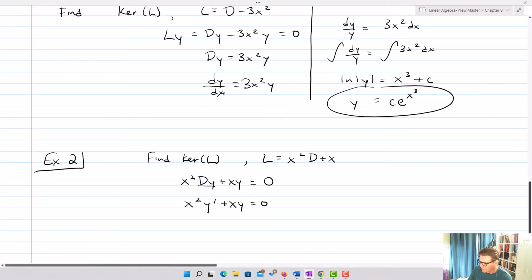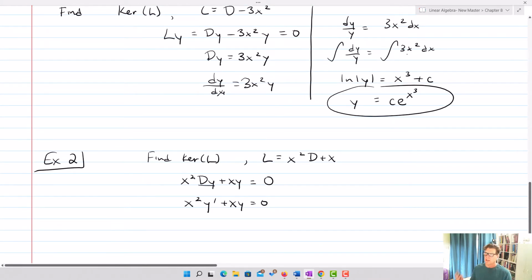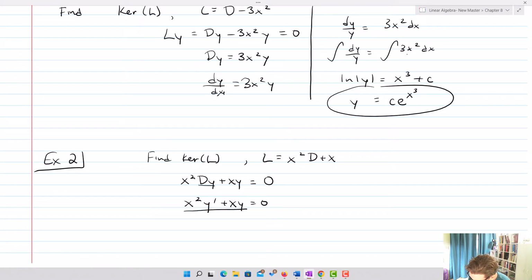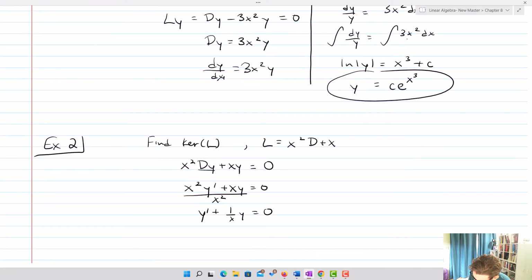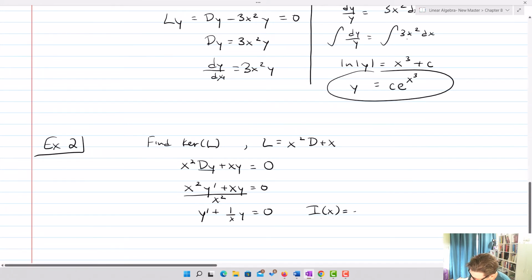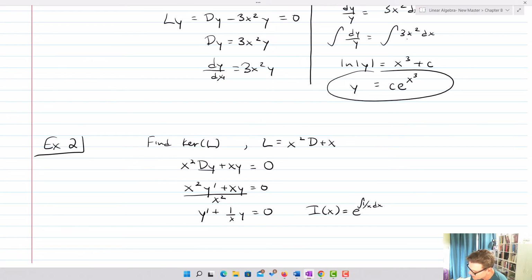So it's a first order linear differential equation, and I can use my first order linear properties. I'll divide through by x squared. So I get y prime plus x over x squared, which is 1 over x, times y equals 0. Consequently, I now need my integrating factor I of x, which is e to the integral of 1 over x dx, which is e to the ln of x, which equals x.